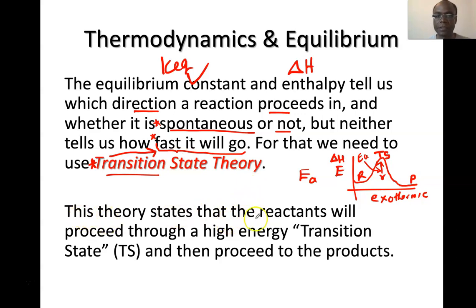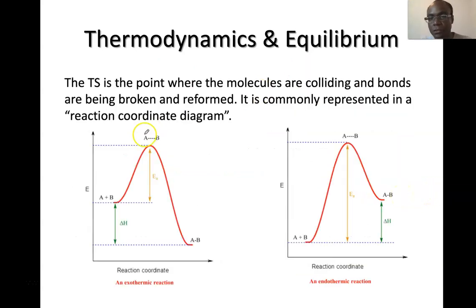So this theory states that the reactants will proceed through a high energy state. What I'm talking about here is activation energy, transition state, and then proceeding to the product. So the sooner you get to the transition state molecule, the sooner you're going to get to your products. Okay? So this is the activation energy right there.